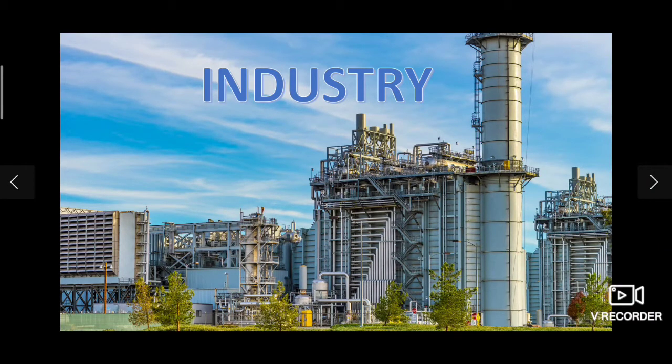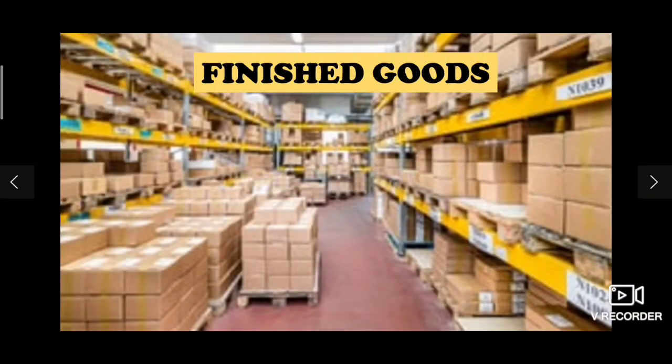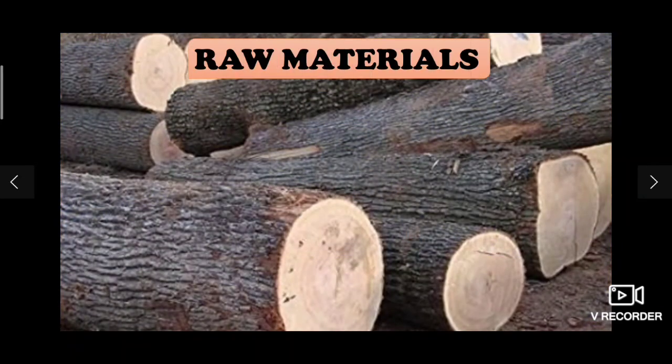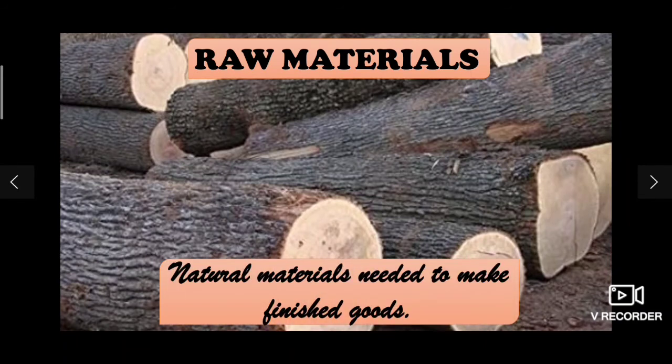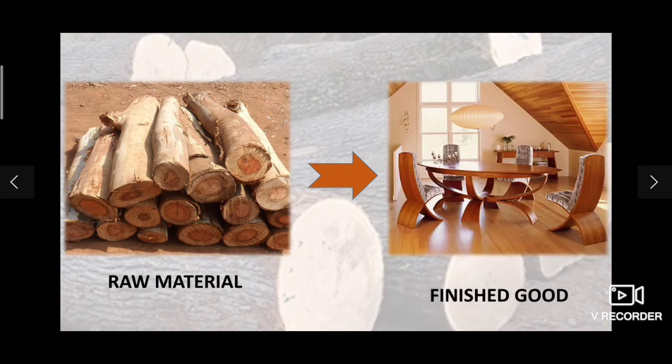All these things which we can use are all finished goods. And what are finished goods? They are the goods that do not require any further processing and are ready to be sold. And the material which we need for making these finished goods are called raw materials. Wood is a raw material, and the furniture produced using this wood is finished good.